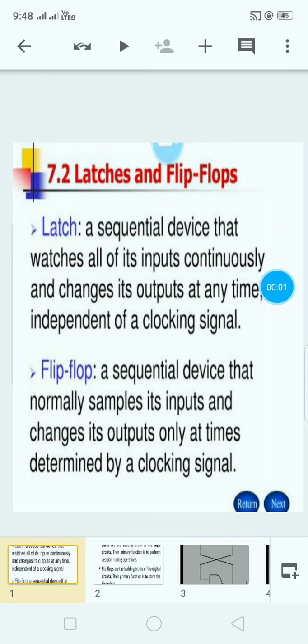Hello students, now we are going to learn about flip-flops. So what do you mean by a flip-flop? A flip-flop is an electronic circuit with two stable states that can be used to store binary data. The stored data can be changed by applying varying inputs.